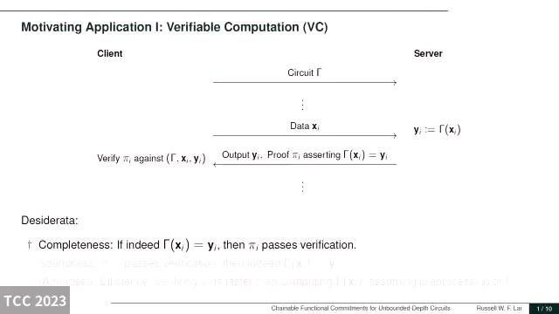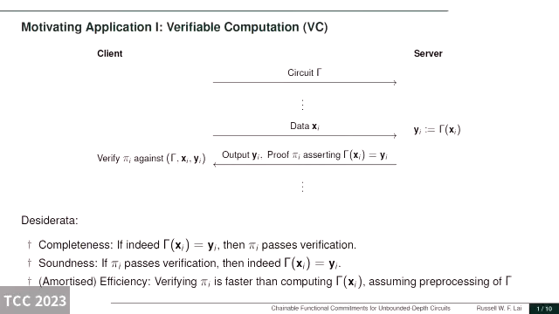As usual, we want a VC scheme to satisfy completeness, soundness, and efficiency. Completeness says that if gamma of xi is indeed yi, then the proof should go through. Soundness is the converse, which says that if the proof goes through, then indeed gamma of xi is yi. Finally, for the VC scheme to be non-trivial, we want it to be efficient in an amortized sense. Namely, the time needed to verify the proof is faster than the time needed to compute gamma of xi, assuming that the client performs a one-time preprocessing of gamma.